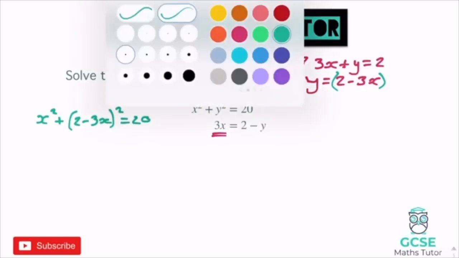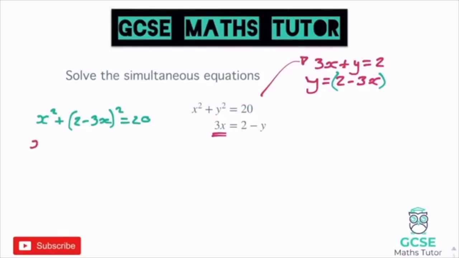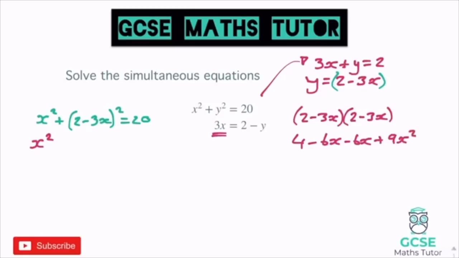So again, we just need to expand this and tidy it all up. So we get x squared. I probably would take a bit more time expanding this bracket, so let's do that to the side. We've got 2 minus 3x and another 2 minus 3x. So 2 times 2 is 4. 2 times negative 3x is negative 6x. Negative 3x times 2 gives us another negative 6x. And then negative 3x times negative 3x gives us positive 9x squared. So there's all our pieces. If we tidy that up, we get 4 minus 12x plus 9x squared.